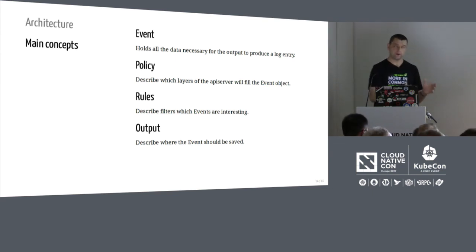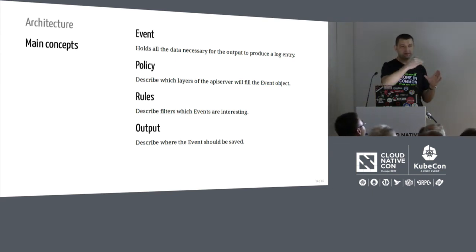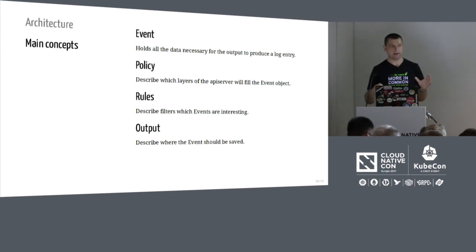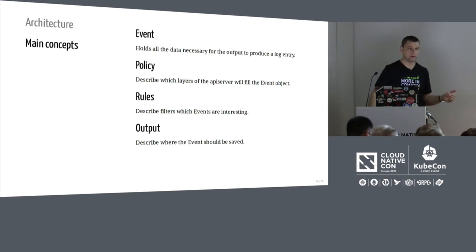The policy, and let me go back to the event once again, and the event object will be filled by all those different layers and then pushed over to the output backend. The policy, which will describe which layers, and this will be obviously a cluster operator configurable option, which layers you're interested in. So for example, we were initially thinking about three possible layers. The first one will be identical to the current one, which is the HTTP headers level. So you would basically get the same information that we currently provide.